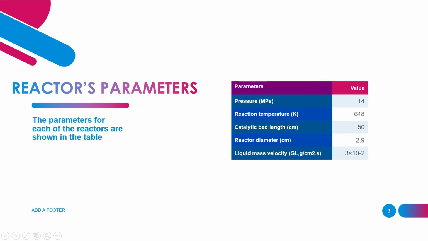Here are the reactor's parameters. The pressure is 14 megapascal, the reaction temperature is 648 Kelvin, the catalytic bed length is 50 cm, the reactor diameter is 2.9 cm, and the liquid mass velocity is 3 times 10 to the power of negative 2 grams over centimeter square second.